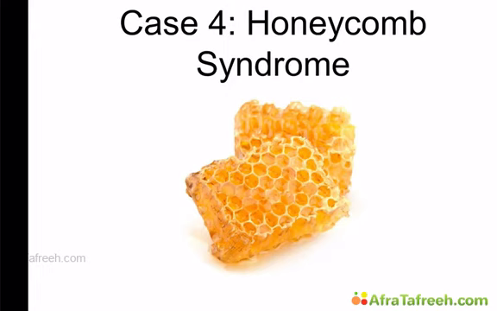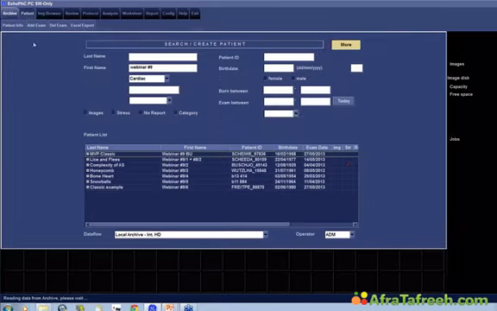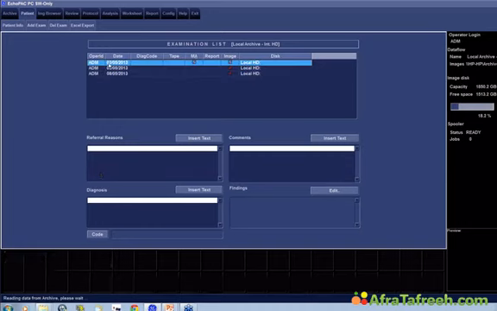To show you this next case, which is called the honeycomb syndrome. It's the case of a patient who came with fever to us and with chest pain. First I'll show you the transthoracic study.